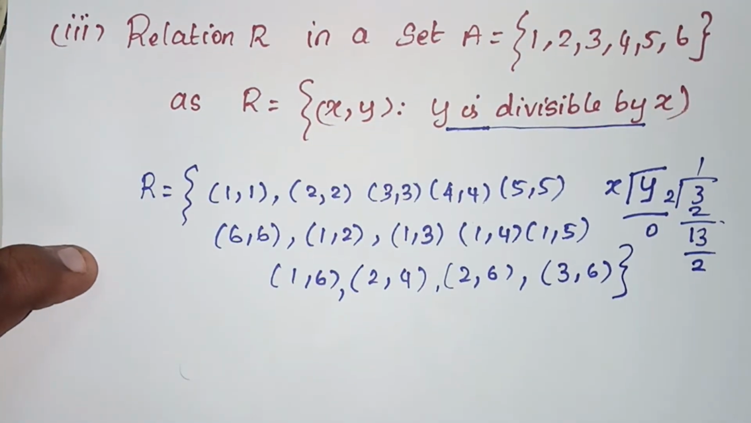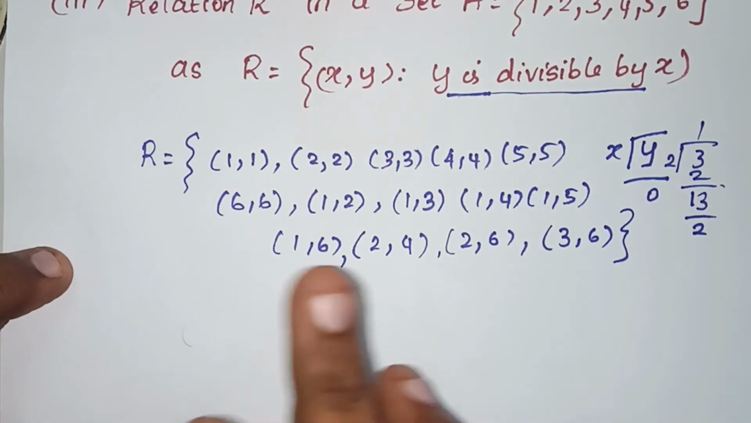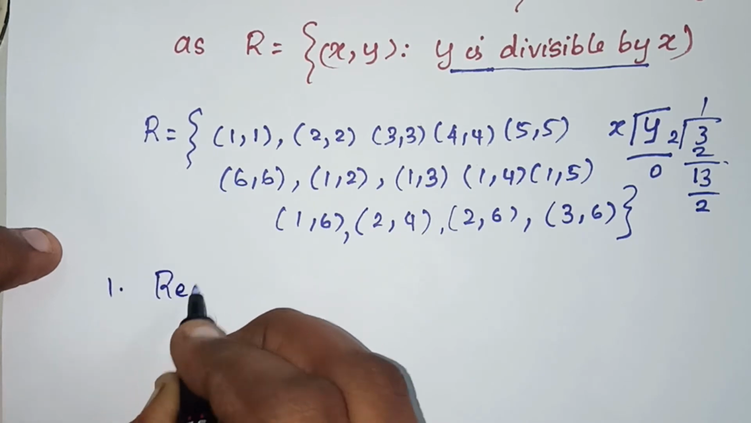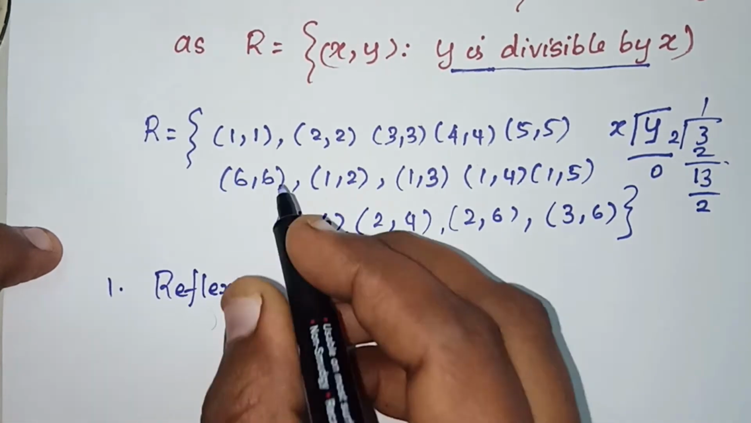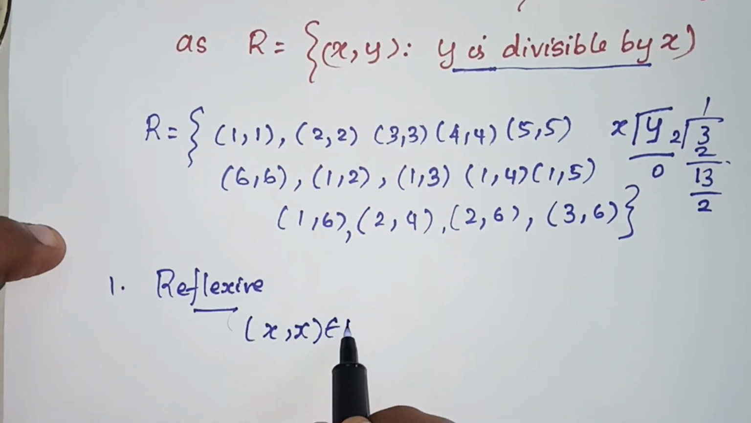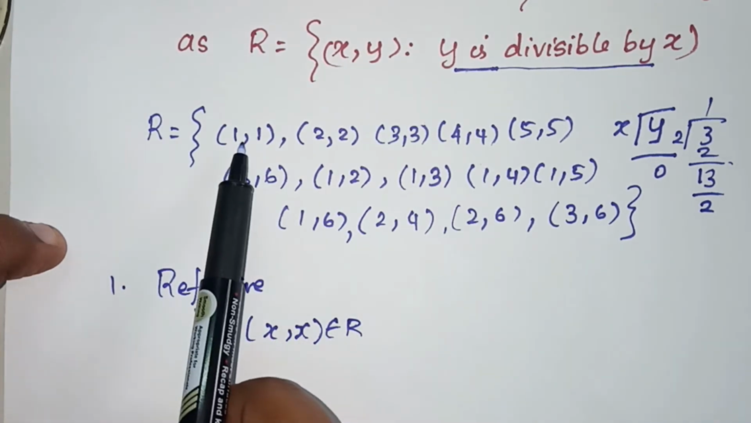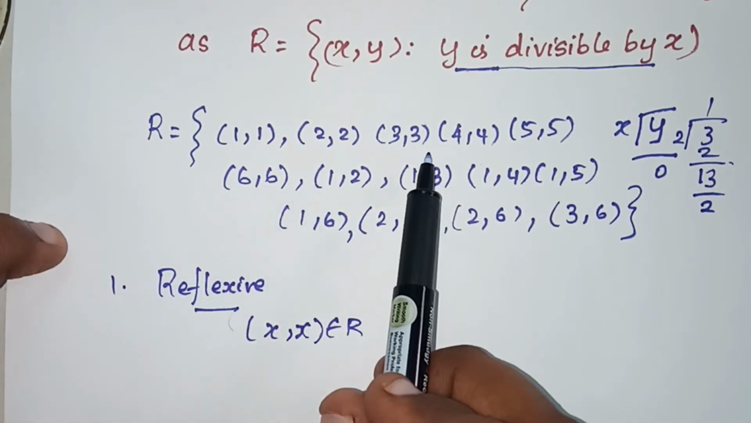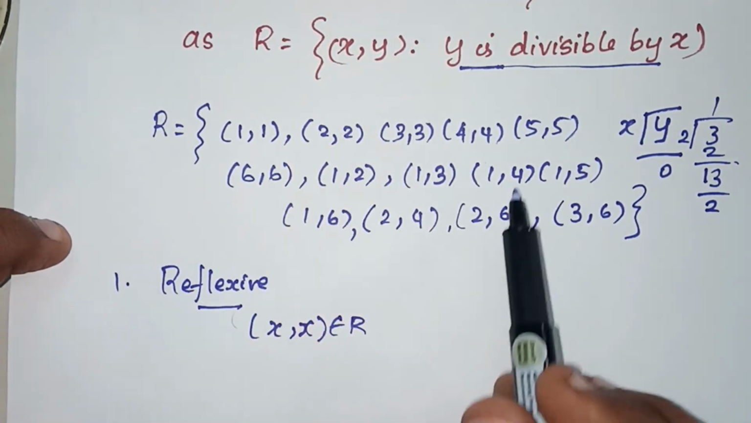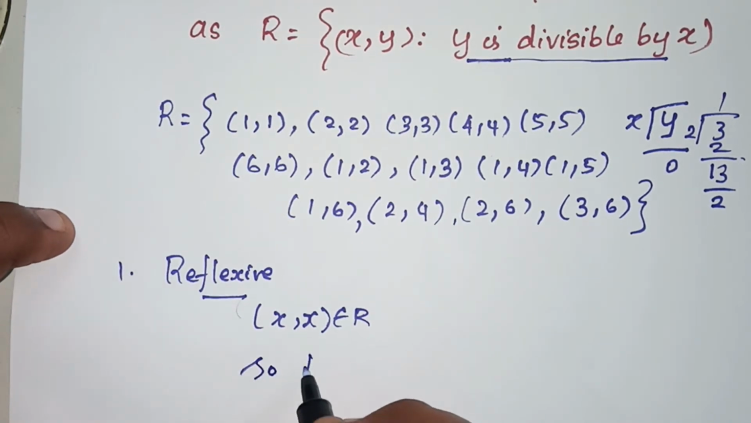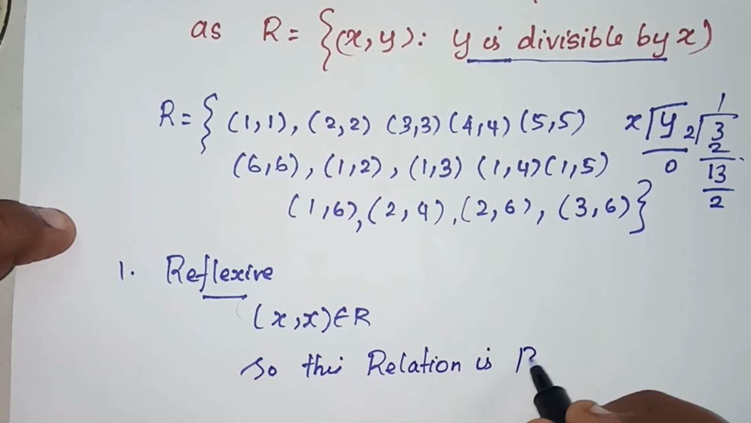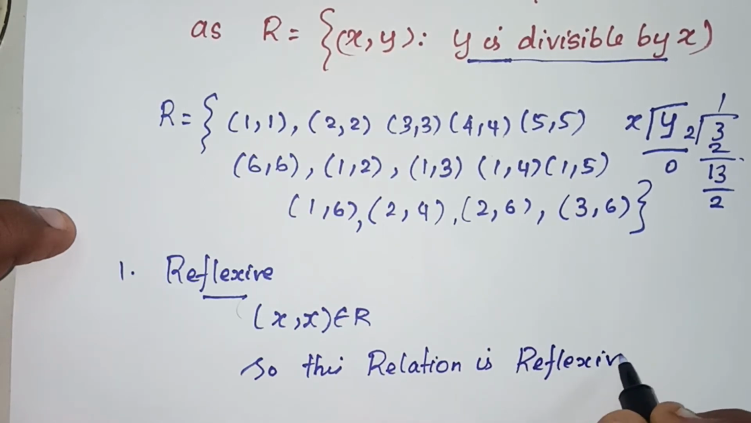So this is the relation set. So next we need to check the properties of the relation. So first one is reflexive. By seeing this relation, reflexive means (x, x) belongs to R, right? So in this relation set, (1, 1) is available, (2, 2) is available, (3, 3) is available, (4, 4) is available, (5, 5), (6, 6) all are available in this relation set. So this relation is reflexive. It is satisfying this reflexive property.